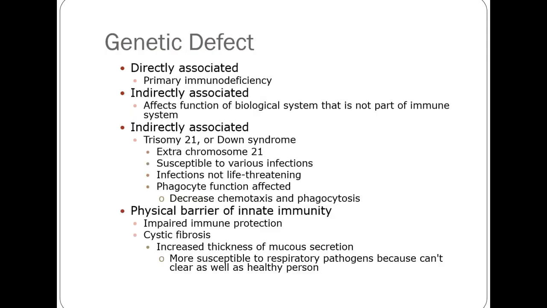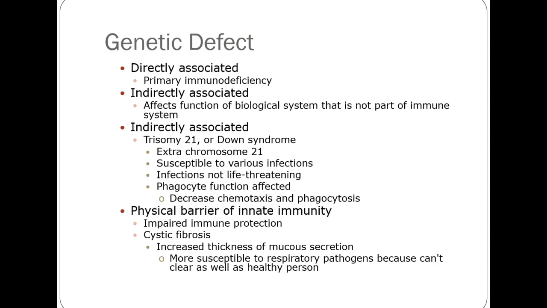We can also have genetic defects. We can have a directly associated one, which would be a primary immunodeficiency, something you're born with, or an indirectly associated issue. This is where it affects the function of the biological system, but is not part of the immune system. Something that would be indirectly associated would be something like Down syndrome. They're very susceptible to certain infections. Their phagocyte function can be affected, and they can have a decrease in chemotaxis and phagocytosis.